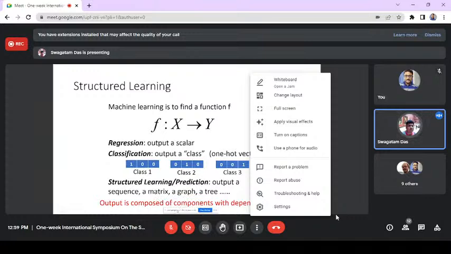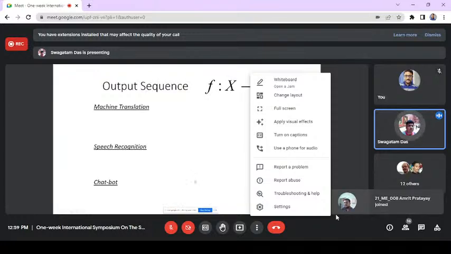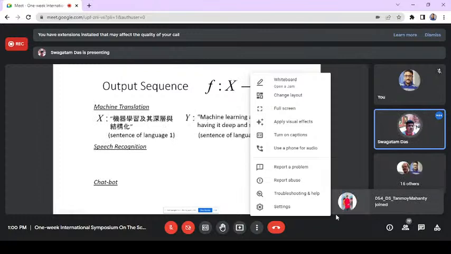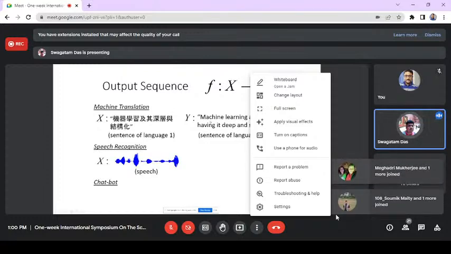So in these situations, specifically we talk about structured learning or prediction. In that case, X and Y may be very complicated data items. X could be a sequence, Y could also be a sequence. X could be a sentence in one language, and Y could be the corresponding translated sentence, which is typical in machine translation. X could be a speech signal.